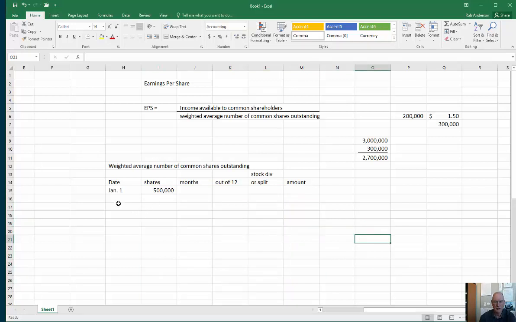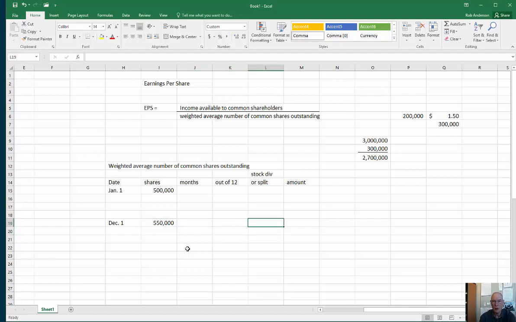Now, this is not the example we're going to use, but just to illustrate the concept here, why we need a weighted number. Let's say that way over in December, you issued another, let's say it's December 1, and you issued 50,000 shares. So if you issued 50,000, now you have 550,000, right?